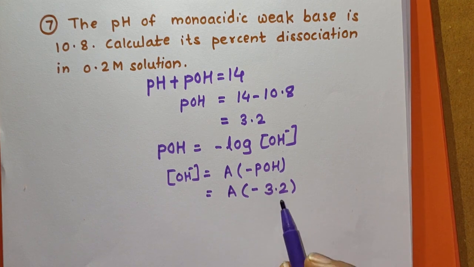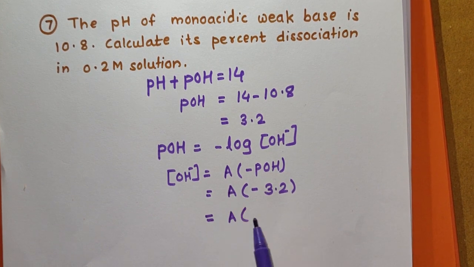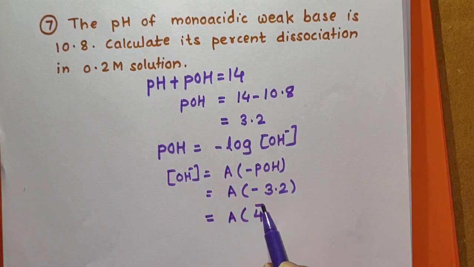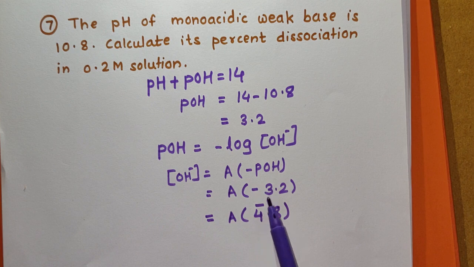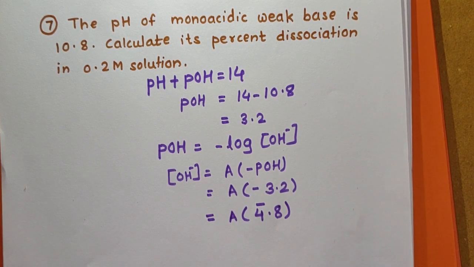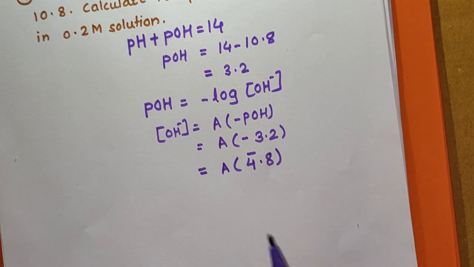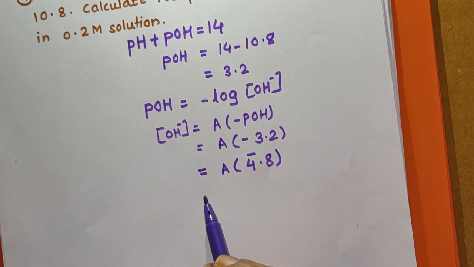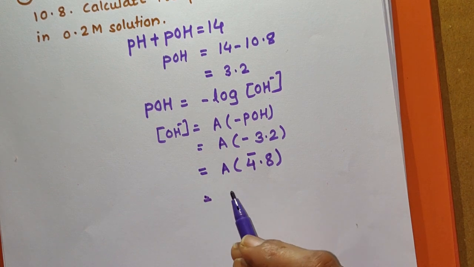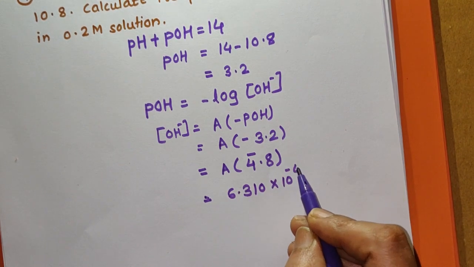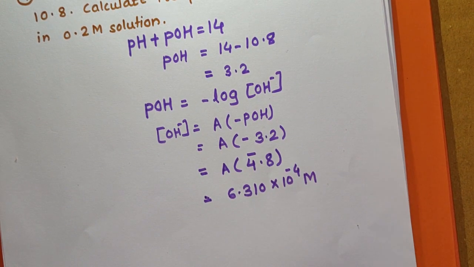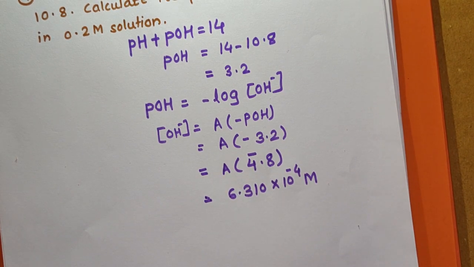What is minus 3.2? It will be equal to bar 4.8. How have we calculated it? 3 plus 1, 4, bar 4, and 1 minus 0.2, that is 0.8. So concentration of OH minus is equal to anti-log of bar 4.8. Anti-log of bar 4.8 is 6.310 into 10 raised to minus 4 mole per dm cube. So concentration of OH minus ions is 6.310 into 10 raised to minus 4 mole per dm cube.